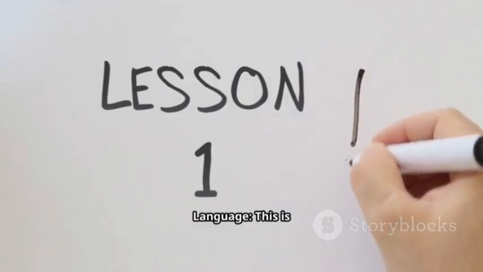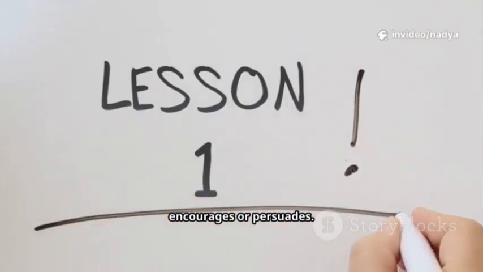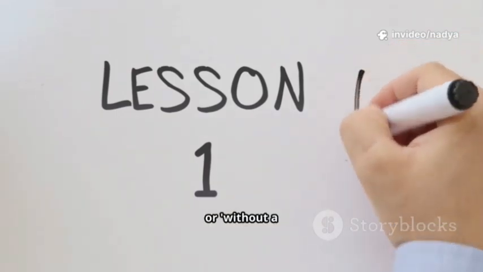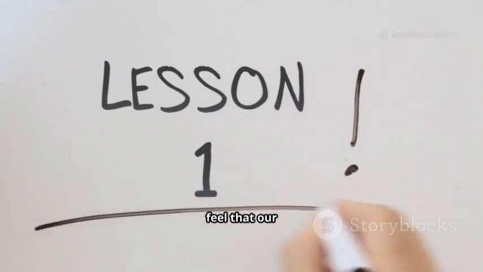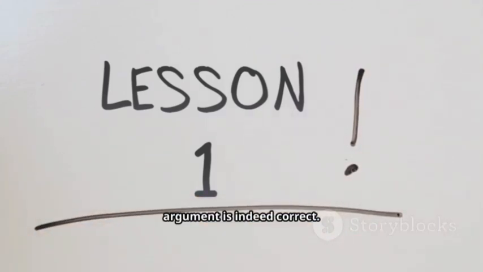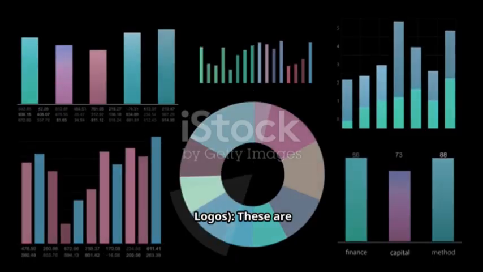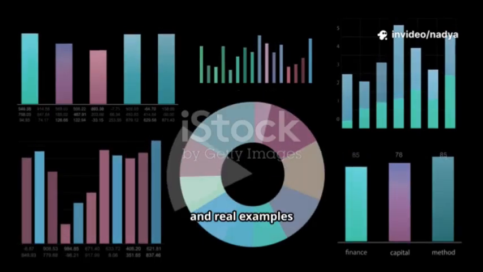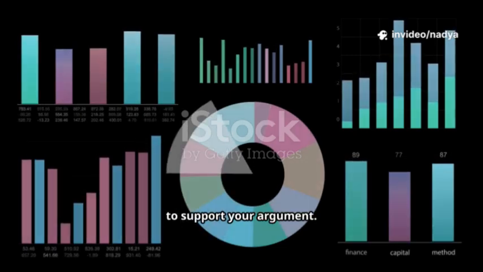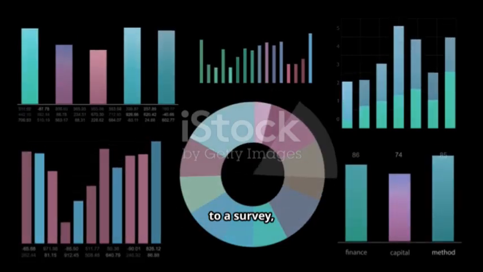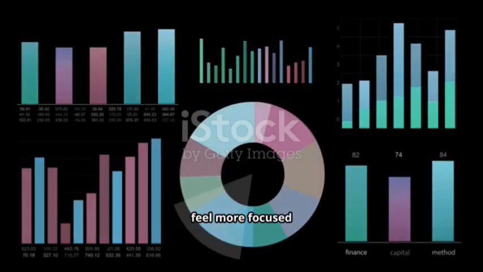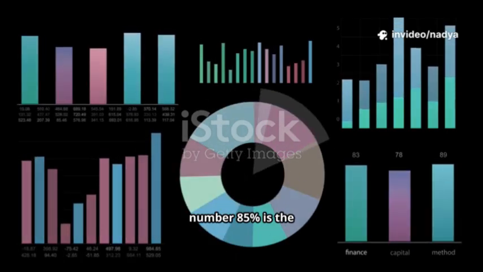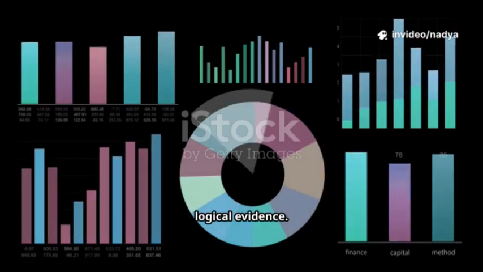Persuasive language. This is language that encourages or persuades. For example, using words like important, clearly, must, or without a doubt. The goal is to make the reader feel that our argument is indeed correct. Logical appeals, logos. These are logical reasons. You use facts, data, statistics, and real examples to support your argument. Example. According to a survey, 85% of students feel more focused when studying from home because there are no distractions. The number 85% is the logical evidence.